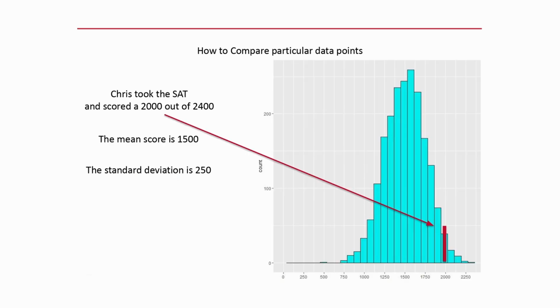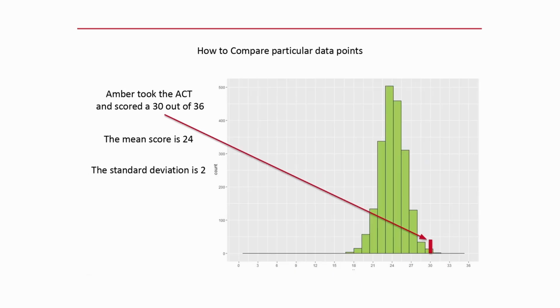So here's the histogram of the SAT scores. You can see that the shape is relatively symmetric. It is unimodal. The center, the mean, is 1,500. So 1,500 happens to be right in the middle of that peak also, since it's symmetric. And the standard deviation is 250. That is, on average, the distance from a score to the mean is 250 points. Now you can see Chris's score, 2,000, is way off to the right. So you can see actually, just by looking at the graph, Chris did pretty good. Chris did better than most people did on this exam.